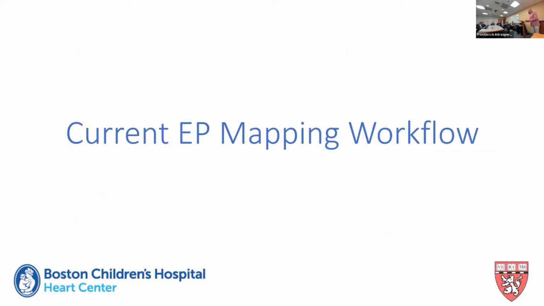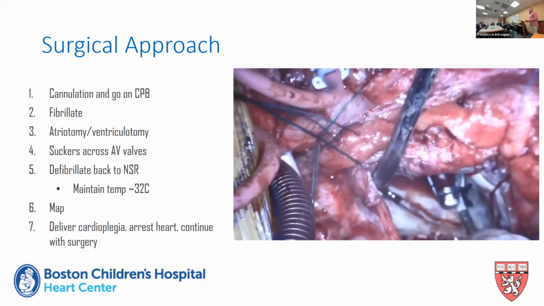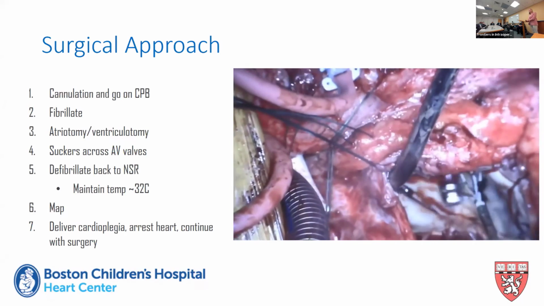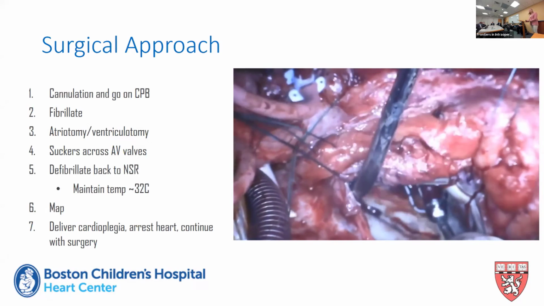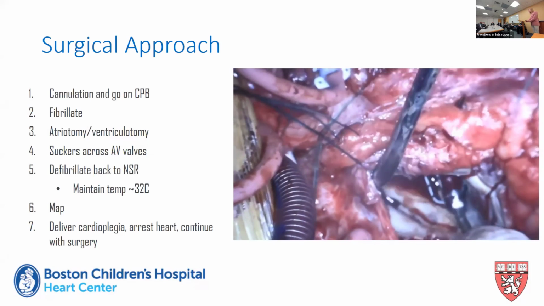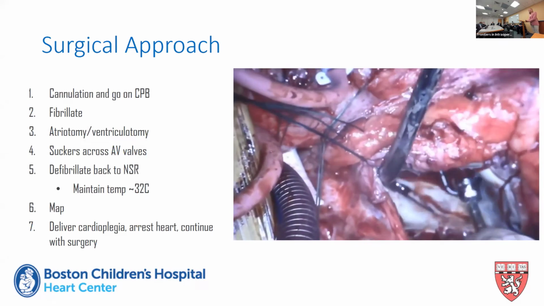All right, so I will move on to talk about our current workflow. This is an intraoperative video that looks at the catheter that we're currently using to obtain these electrical signals. The approach is that the surgeon cannulates and goes on bypass at the start of the operation. The heart is fibrillated and then opened via an atriotomy or ventriculotomy, depending on the approach that the surgeon wants to take.